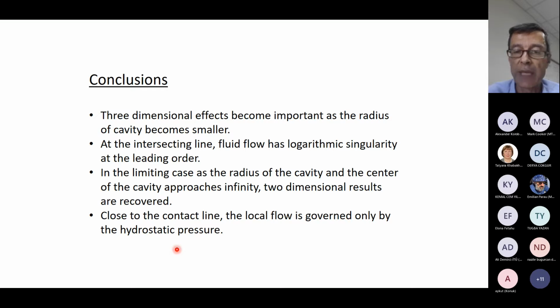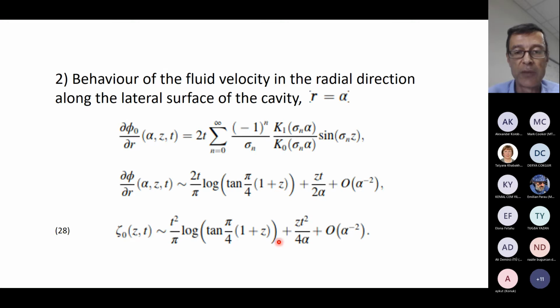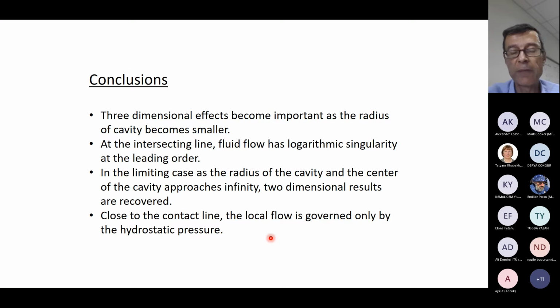And close to the contact line, the local flow is governed only by the hydrostatic pressure, and we observe this because of the logarithmic term. That's because of this term. This is the first problem. So if there are any questions, maybe I can answer them now, and then I move on to the other problems.